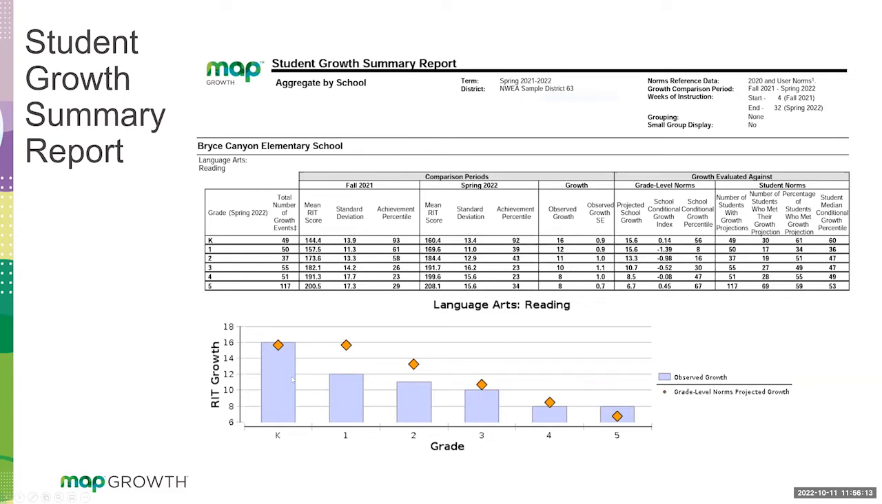So really, though, it's this chart that helps visualize it. So the diamond is the projected growth, where that grade level was expected to grow. And then the purplish blue box is where they did grow. I have a colleague whose phrase I stole. She says, you always want the diamond in the blue box.